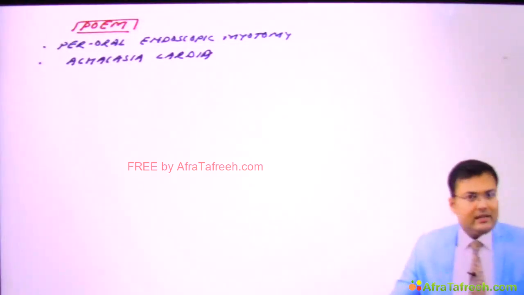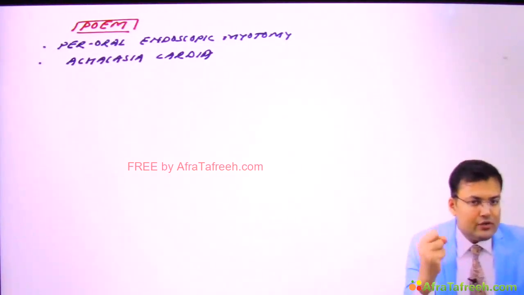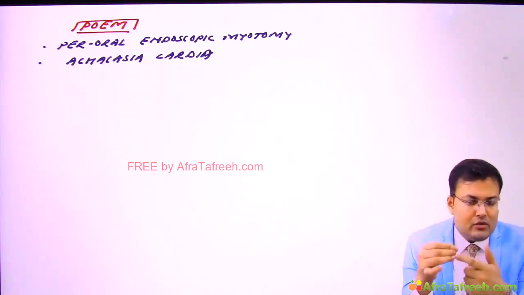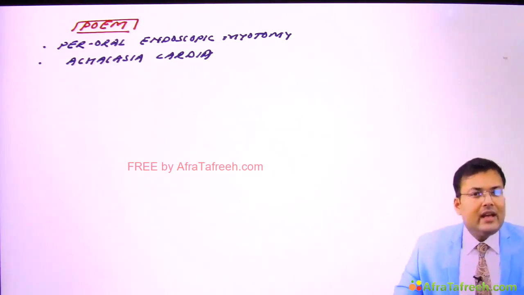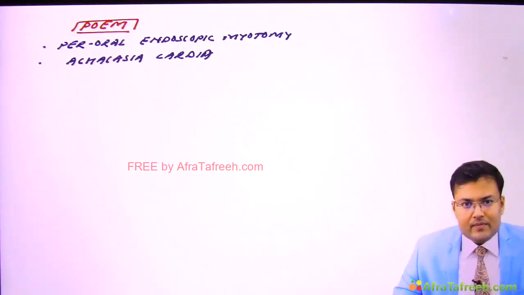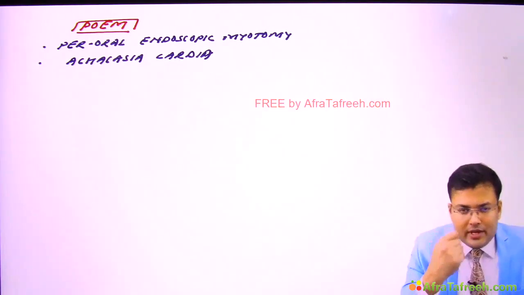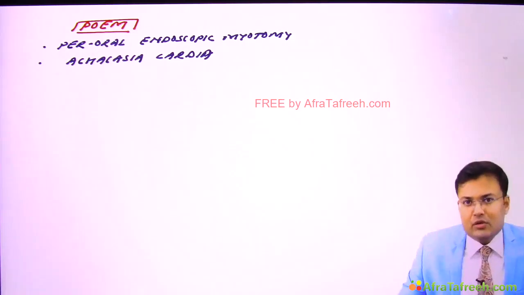If you remember, what happens in achalasia cardia? There is spasm of LES, lower esophageal sphincter. So in surgical treatment, we have to divide the circular muscle fibers, and that is known as Heller's cardiomyotomy. Similarly, via flexible endoscope, here also we are going to divide the circular muscle layer.